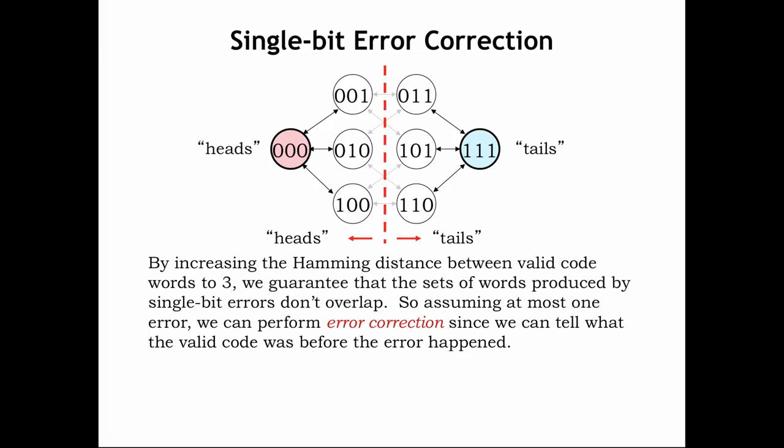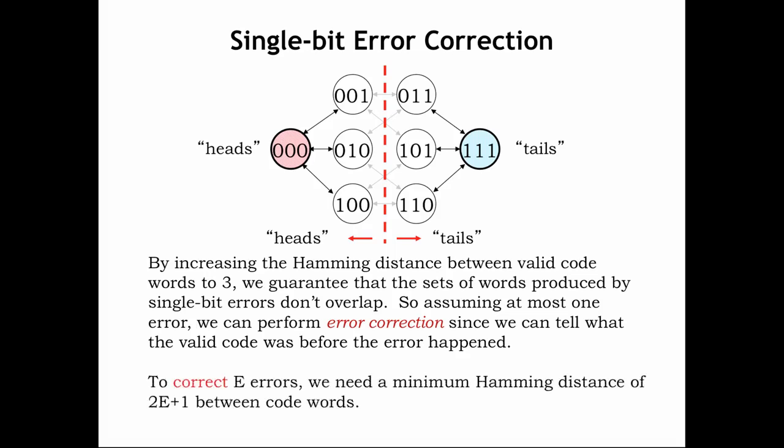Assuming that at most one error occurred, we can deduce the original code word from whatever code word we receive. For example, if we receive 001, we deduce that the original code word was 000, and there has been a single-bit error. Again, we can generalize this insight. If we want to correct up to e errors, the minimum Hamming distance between valid code words must be at least 2e plus 1. For example, to correct single-bit errors, we need valid code words with a minimum Hamming distance of 3.